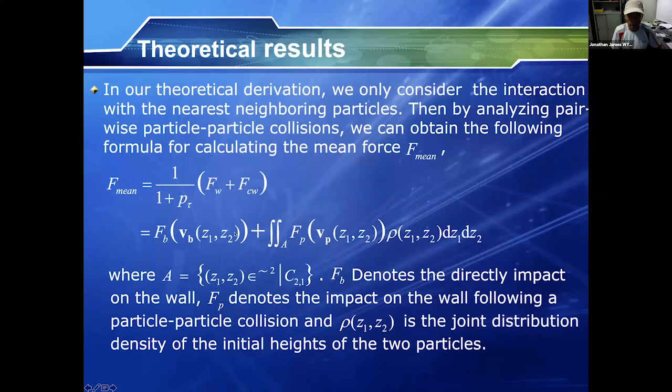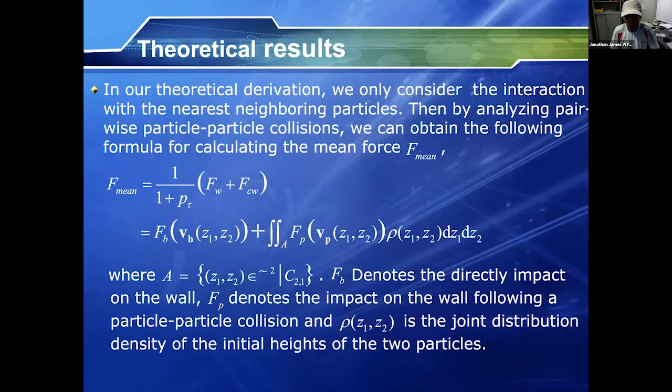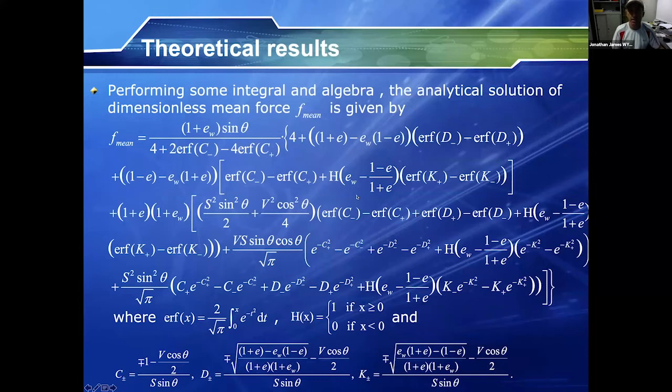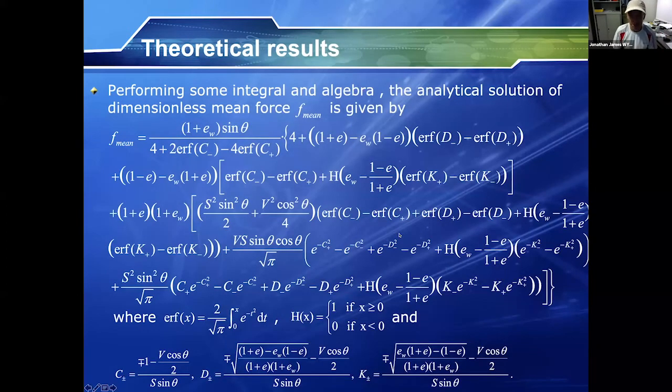Okay, so we can actually obtain a formula. There are two parts to the formula. The first part is what happens when there are no collisions. Then there is a correction for the effects of the collisions on the impacts on the wall. We need to compute this joint density function, which can be done relatively easily. Then we can compute this integral. If I take a Gaussian distribution, we can just do some algebra on this integral and get a closed form solution.